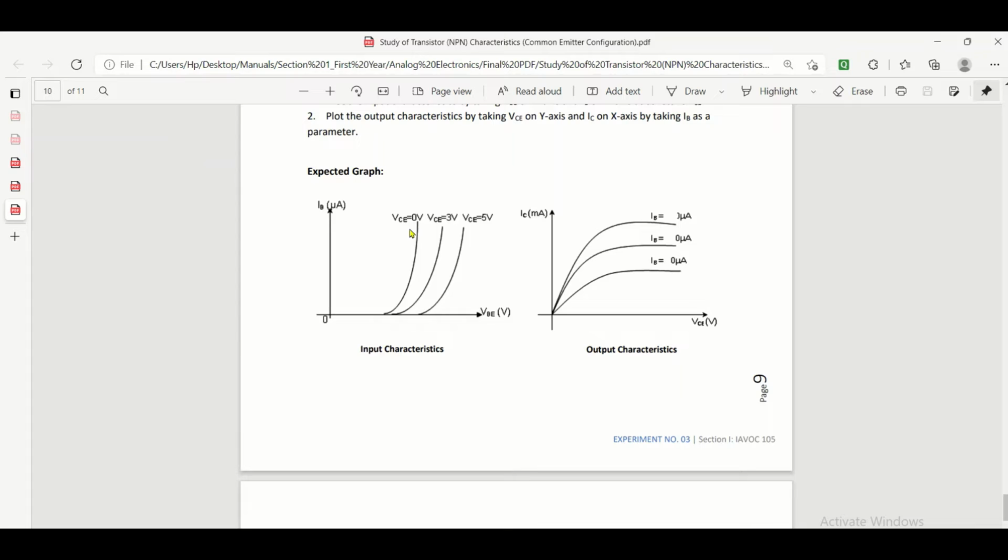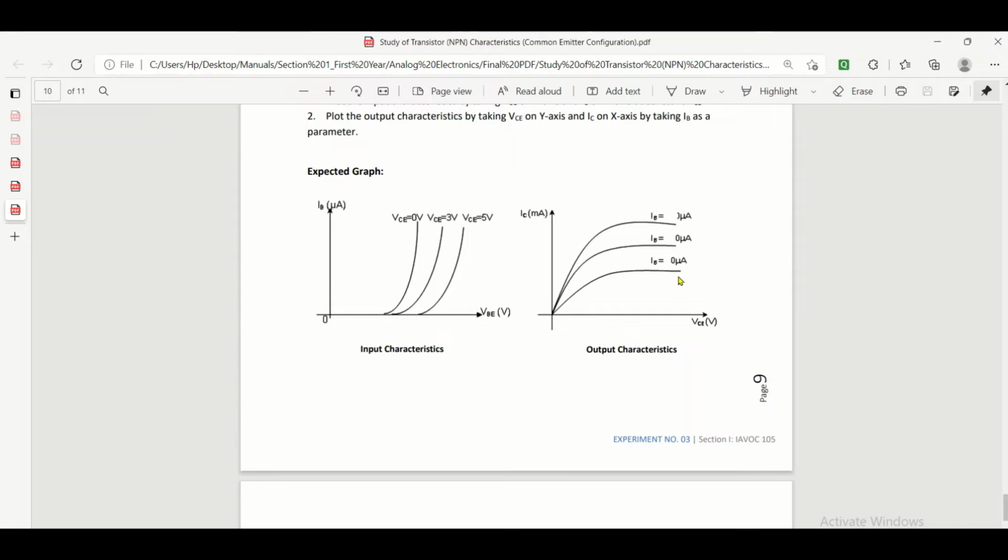Now remember, you can see here that we have shown readings for different sets of values. The first curve is recorded when VCE was at 0 volt, the second curve when VCE was at 3 volt, and the third curve when VCE was at 5 volt. So you can conclude that when we raise the value of VCE, the cut-in voltage, the voltage at which the base emitter diode starts conducting, gets increased.